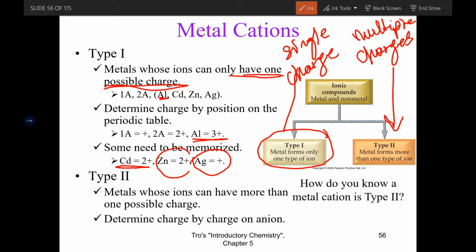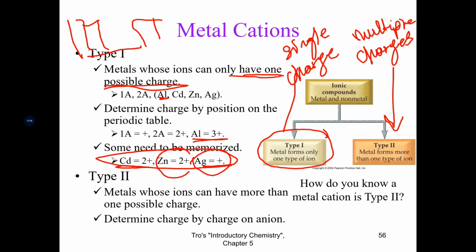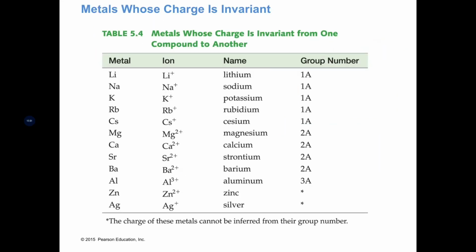So if you were to look on the periodic table, it will be group 1 and group 2, then you have the aluminum group right here in the main group elements. Then within the transition metals, we have these three right there: cadmium, zinc, and silver. Those are type 1. The rest of the metals are going to be type 2 metal cations, and we'll talk about the rest of them.